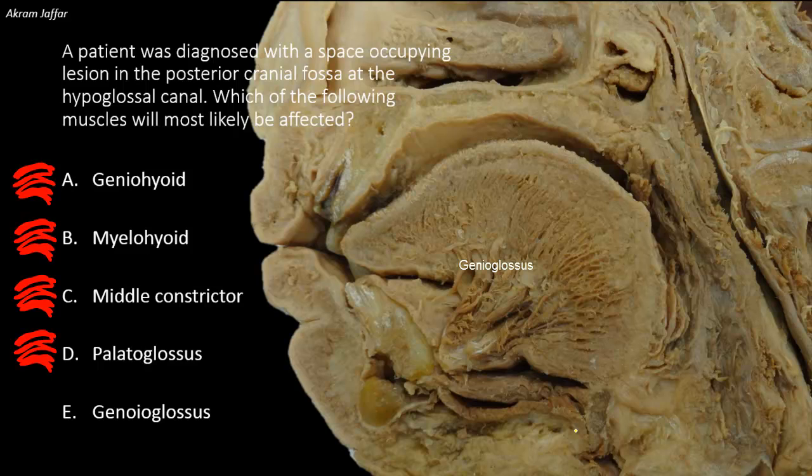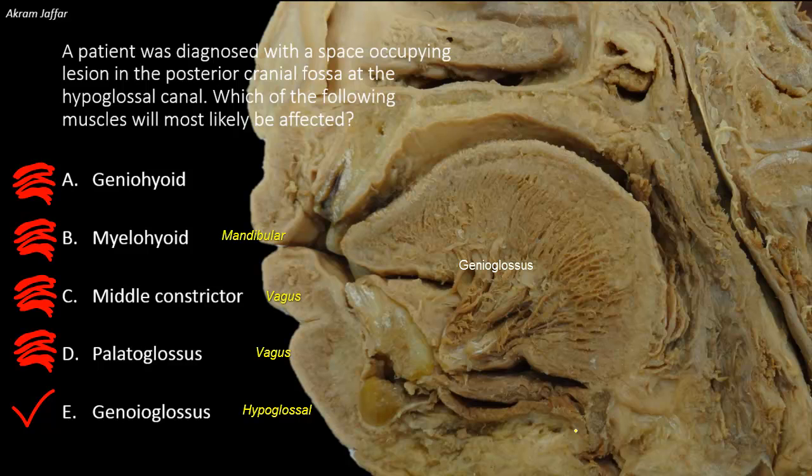All the muscles of the tongue are supplied by the hypoglossal nerve, except palatoglossus, which is actually a muscle of the palate and is supplied by the vagus through the pharyngeal plexus, as has been mentioned. Therefore, option 5 is correct. Genioglossus, being supplied by the hypoglossal nerve, is the most likely to be affected in this patient.